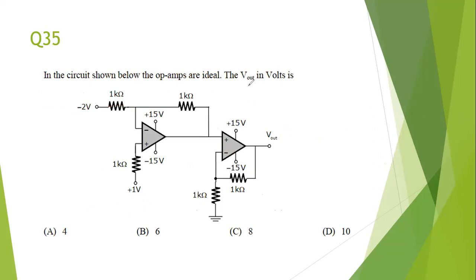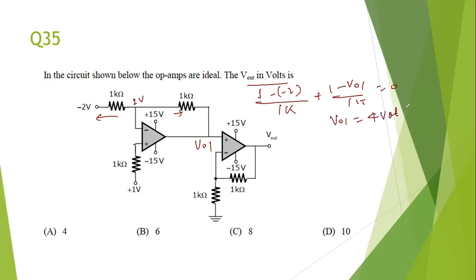Now what's question number 35? Output voltage V output equal to what? So how can you find it? First of all, let's say this is V01 output. This is 1 volt, so just apply V plus equal to V minus. So this is 1 volt. Now total outgoing current equal to 0. So (1 minus minus 2) divided by 1K plus (1 minus V01) upon 1K equal to 0. So V01 equal to 4 volt.